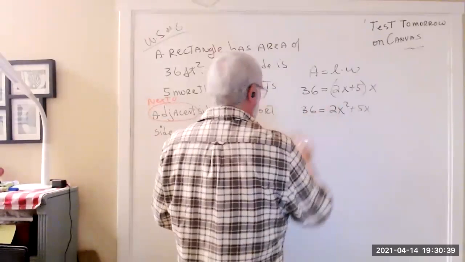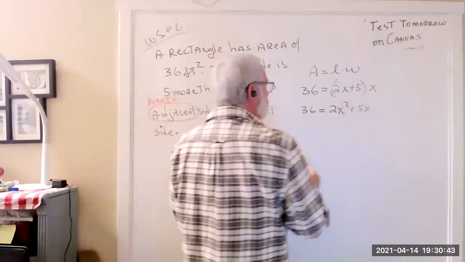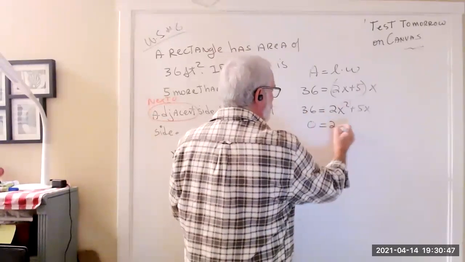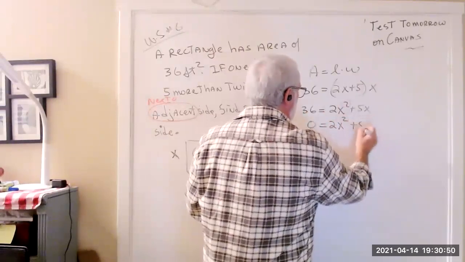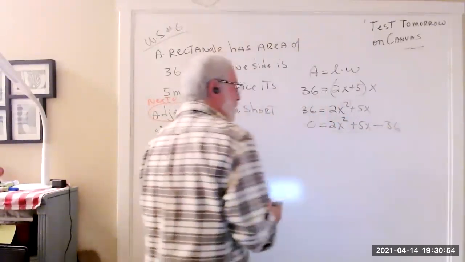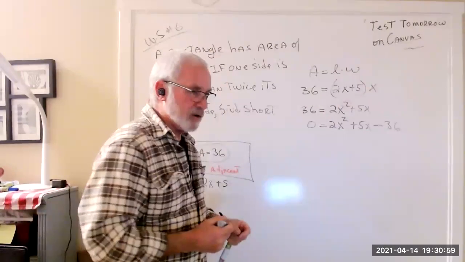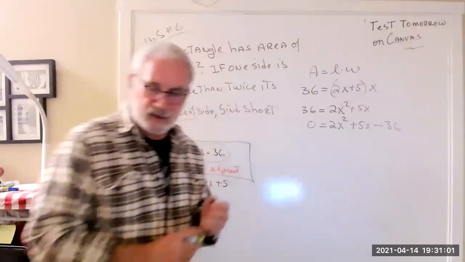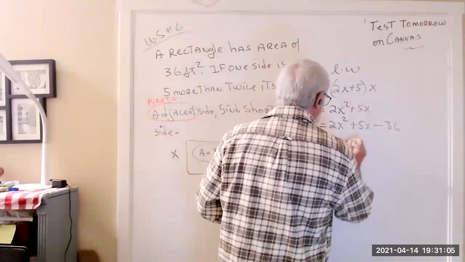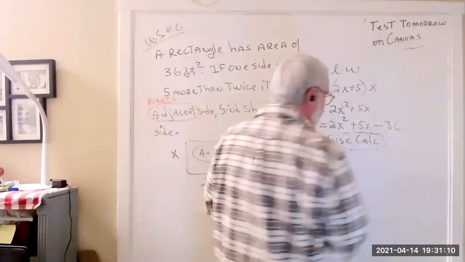Again, I'm learning to hate these powers of 2. It means I got to make it equal 0. So I have 0 equals 2x squared plus 5x minus 36. Now, you can use your calculator on this. Let's make sure we can. Okay, so I'm going to write use calc here because I didn't say you couldn't.